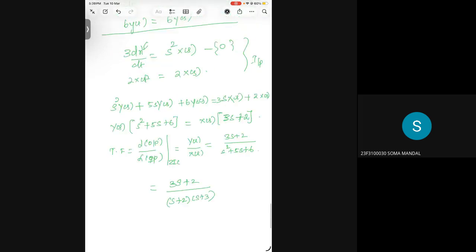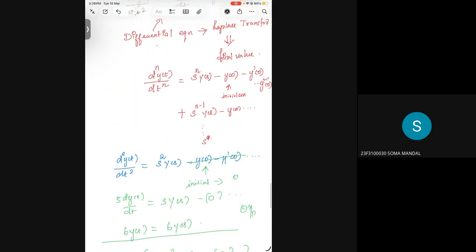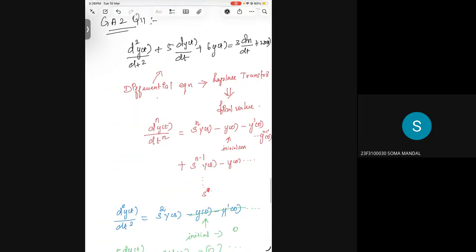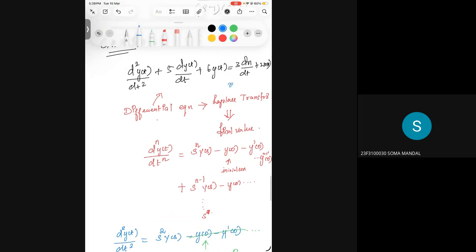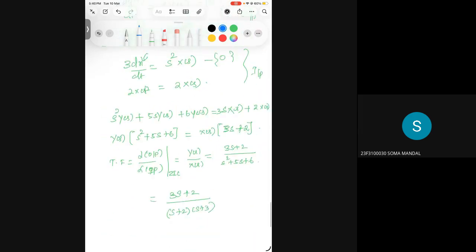Oh, one more thing we forgot: they have given x of t. We just ignored it. Okay, that is the important part. So here x of t is equal to e power minus t u of t. So we have to consider that also, right?